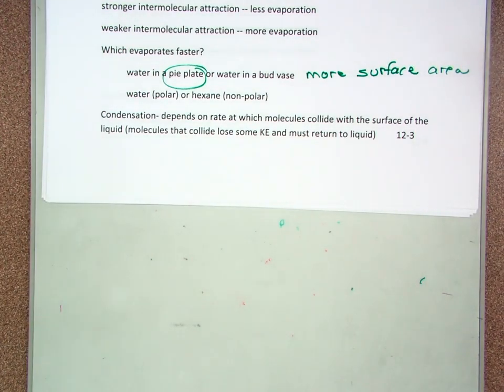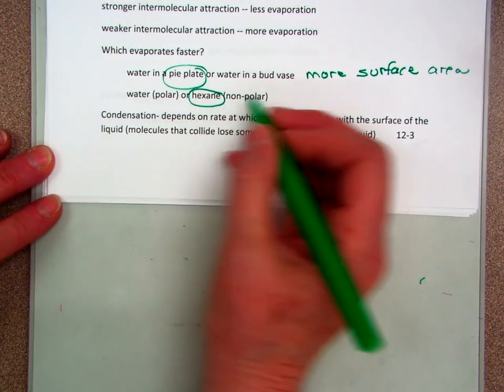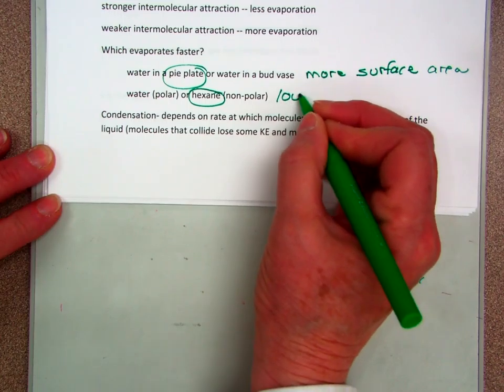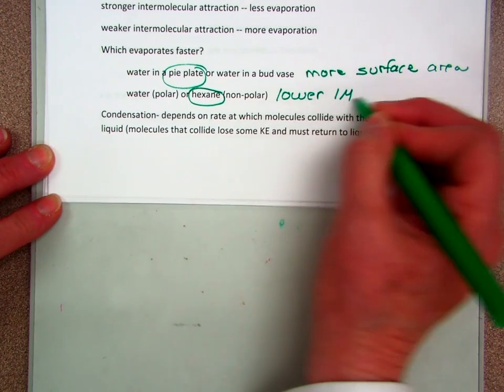And water or hexane in the same kind of container, which would evaporate faster? Hexane. Why? Yep, it has lower intermolecular forces.